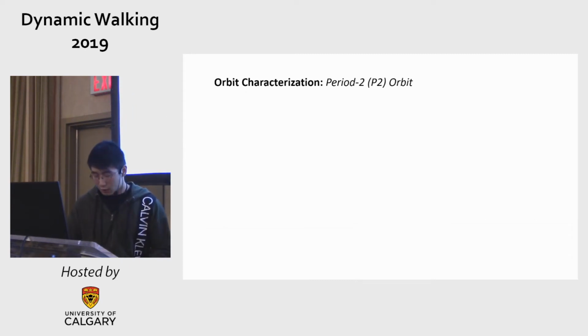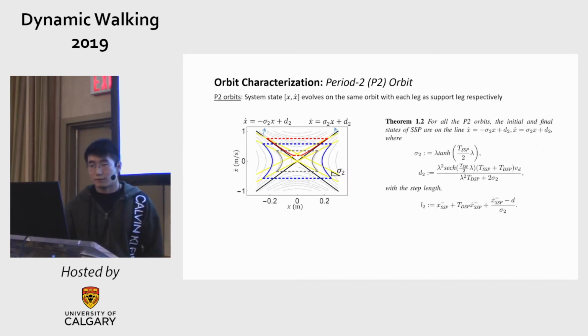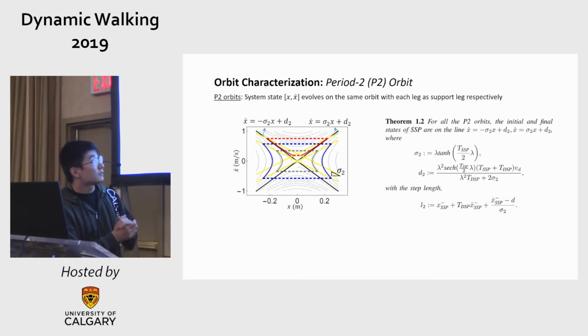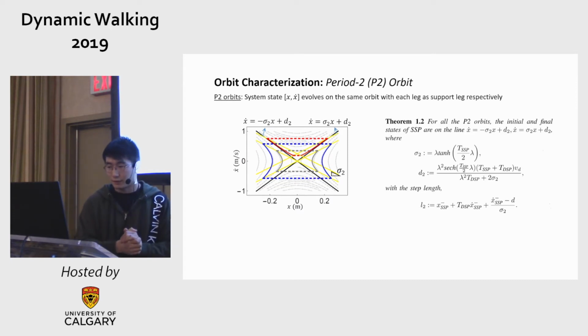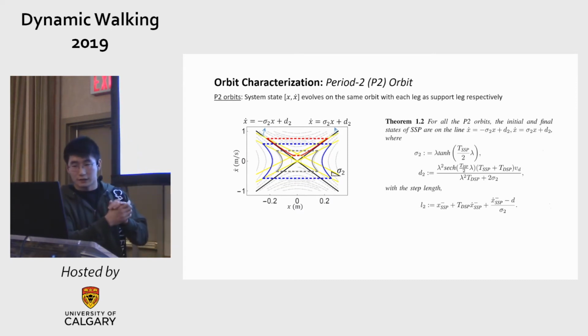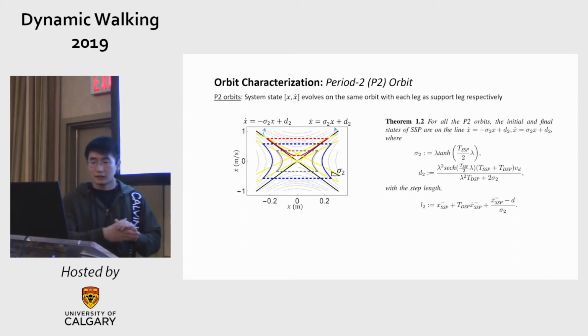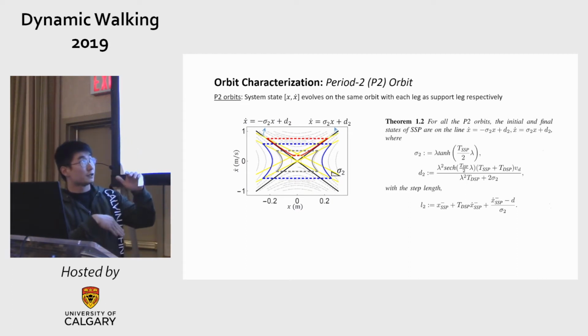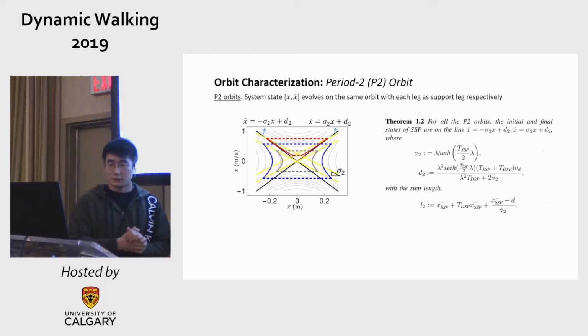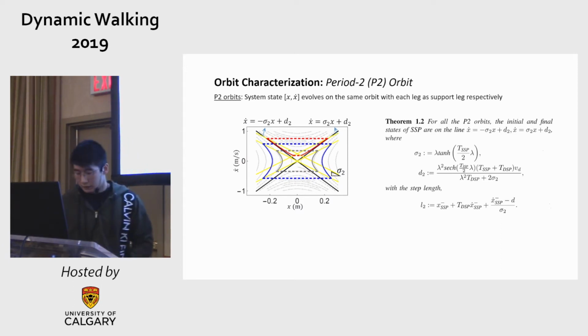And there is another orbit I care about because you have 2 legs, right? So there is another P2 orbit, in which the system states are evolving on different parts of the orbit with the 2 legs as support respectively. So this theorem is very similar to the first one. For P2, this is saying the initial states and final states are on these 2 yellow lines. I'm showing 2 sets of yellow lines, right? And there is an offset from the origin, the D2, which is determined from your desired net velocity.